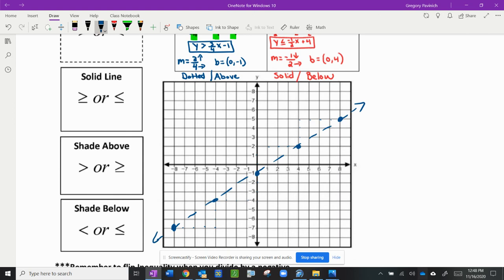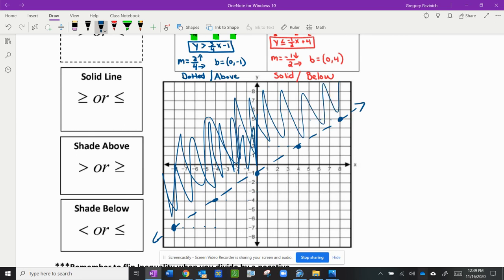And now I'm going to shade, and it says above the line. Start at the y-intercept, which is -1, and the numbers that are greater than that are 0, 1, 2, so up here. And I just like to lightly shade. You don't have to get out of control. We do want to see where these overlap.